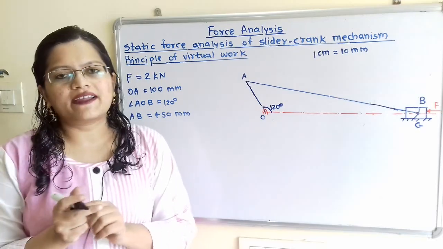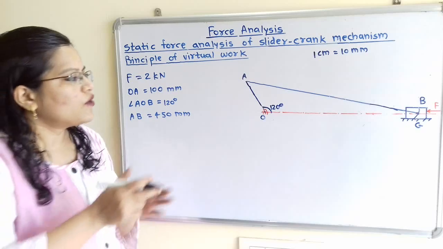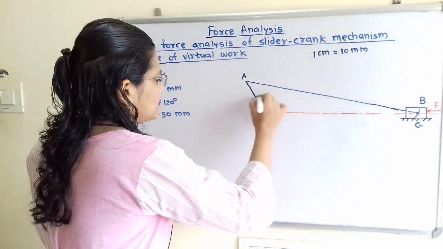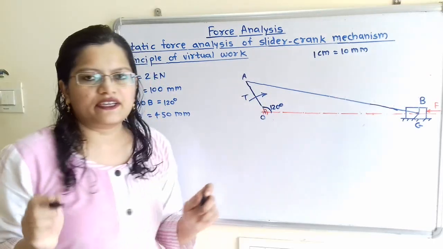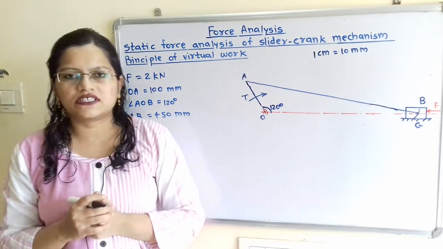Now we have to find out the torque T. For the equilibrium of this mechanism, we have to apply the torque T in the opposite direction, that is, in this direction. So we have to find the magnitude of this torque T. So we will first draw the velocity triangle.